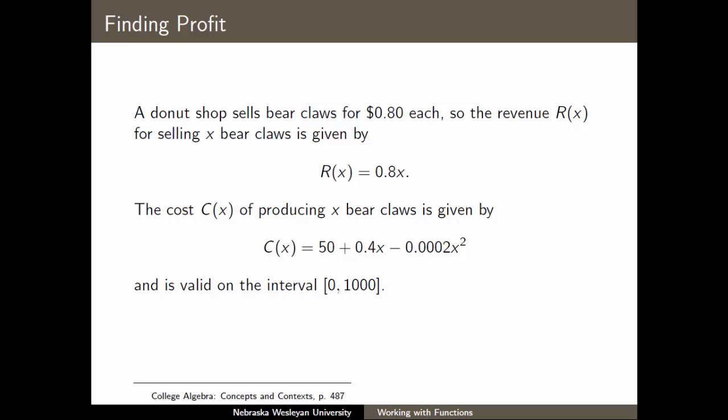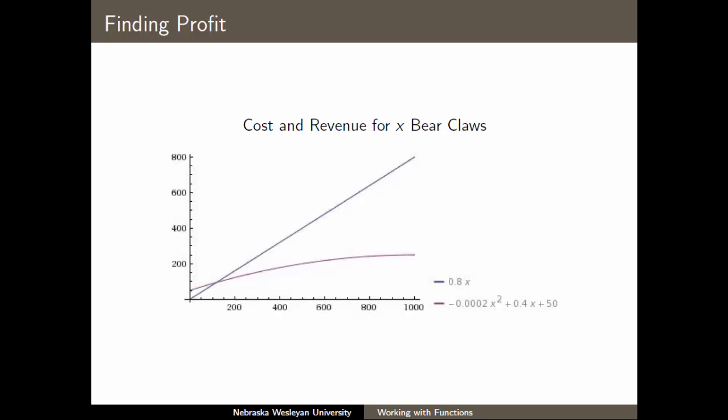Suppose we've determined that this model is only valid on the interval 0 to 1,000. That means if we ask about the cost of more than 1,000 bear claws, this model may not give reliable information. Here are the graphs of our two models. The line is the revenue function, which increases at a constant rate. The cost function in red also increases, but it begins to taper off as we get closer to 1,000.